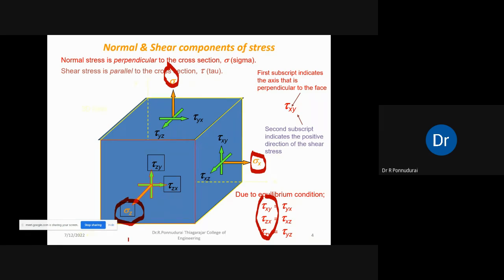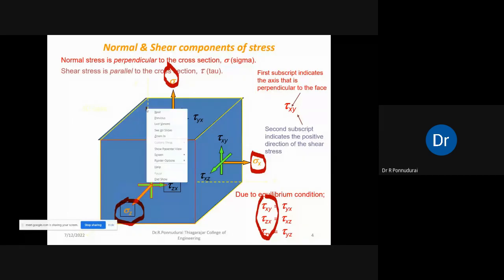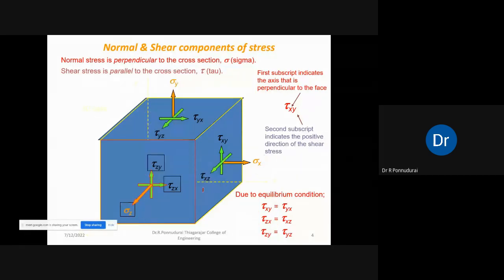Okay, in certain situations, what happens is that the Z components all become zero. Wherever a Z component is there, it becomes zero now. So in such cases, this 3D element of stress at a point is converted to a 2D element. So that is what our topic actually is: analysis of two-dimensional stress and strain.